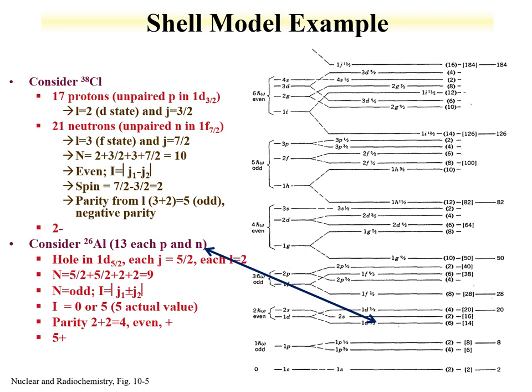So the spin is going to be the absolute value of the sum or the difference of the spin values. Each spin value is 5/2. So 5/2 plus 5/2 is 5, and 5/2 minus 5/2 is 0. We would expect the spin to be either 5 or 0. For the parity, each orbital angular momentum is 2, and 2 plus 2 is 4, which is even. So the spin is either going to be 0 plus or 5 plus, and the actual value is 5 plus. So here's an example with the odd Nordheim number where you get a choice of answers to evaluate.